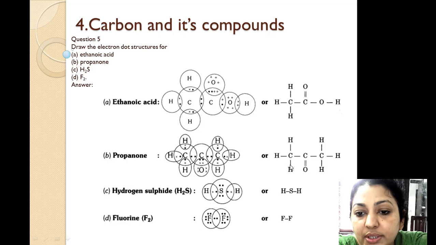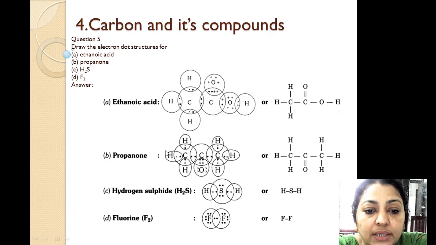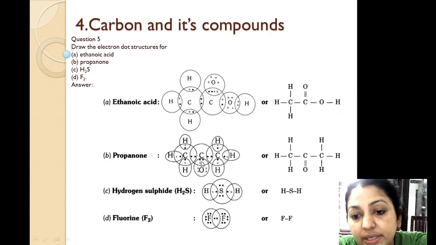Similarly for propanone, you can draw the structural diagram first. It is CH3, C double bond O, CH3. According to that, you can try the electron dot structure. If you get any doubt, we will discuss it in the coming class. Just inform me.